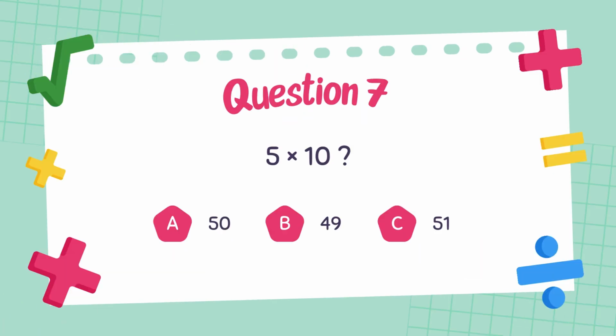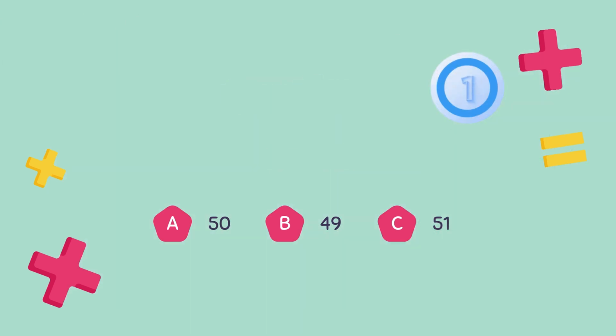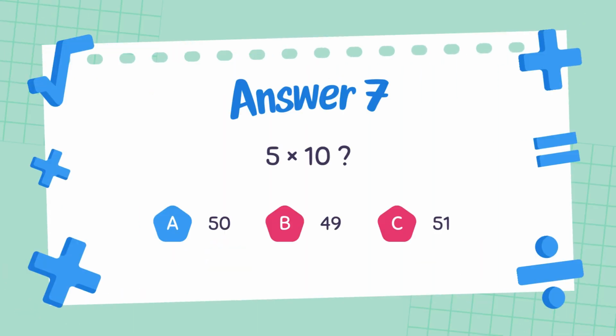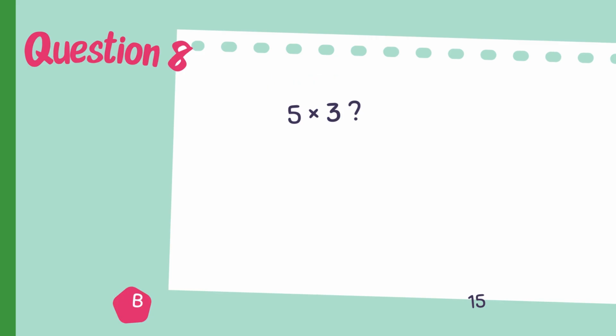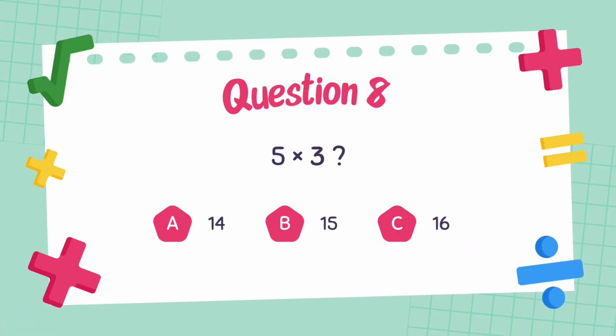Question 7. What is 5 times 10? Is it A, 50, B, 49, or C, 51? The answer is A, 50. Amazing.